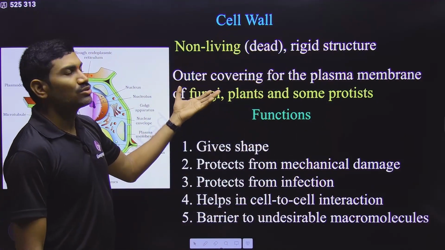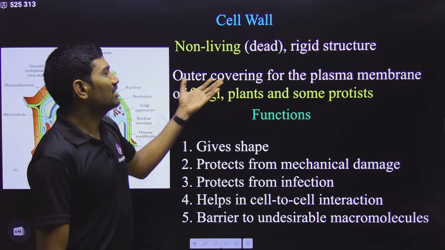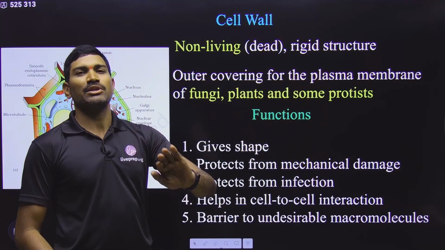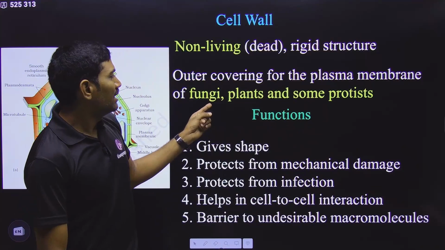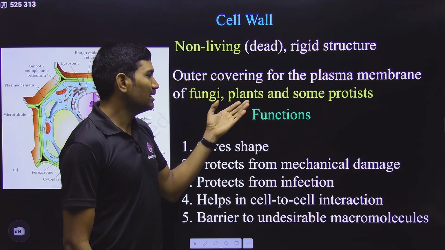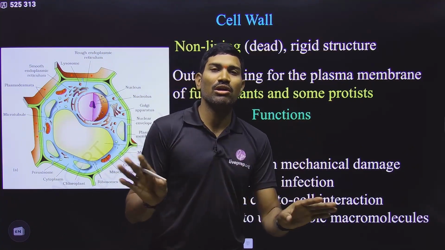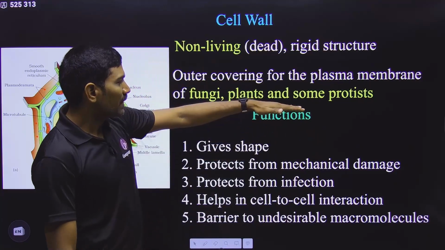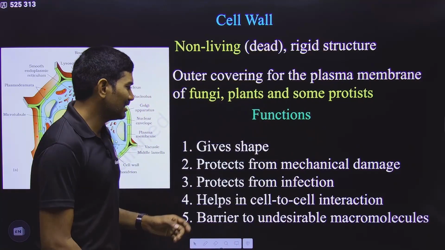Next one, cell wall. What is the location of this one? It is the outer covering for the plasma membrane. It is present outside the plasma membrane. And where are we observing it? In fungi, plants, and some protists, not all protists. Some protists have this cell wall. And what are the functions of this? In the NCERT they mention this very clearly.